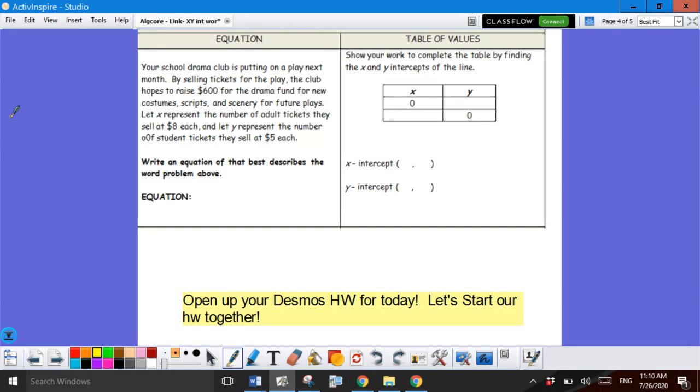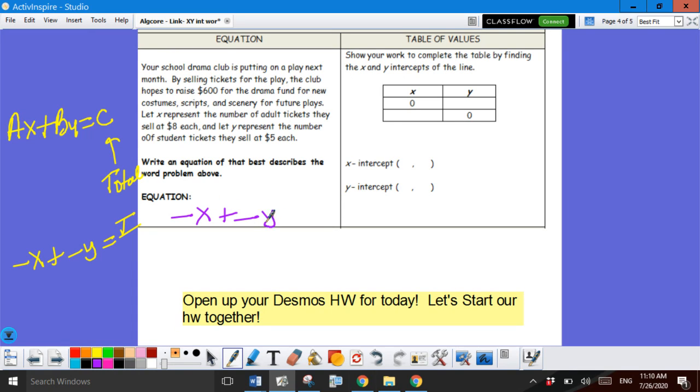Well, the first thing that I am realizing is this is an AX plus BY equals C equation, where I'm buying two things and getting a total, okay? So this is going to be my total, and I'm going to have something X plus something Y equals a total. So let's read this again, and let's try to figure out where the numbers go.